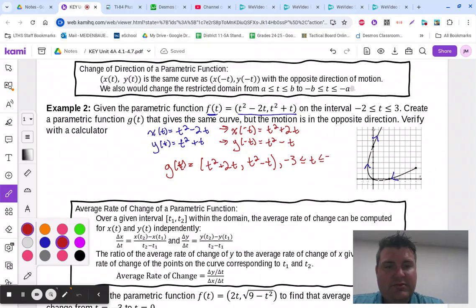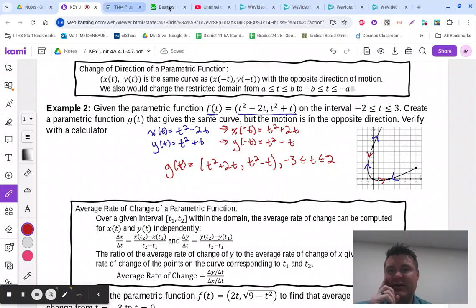And then go to -2, +2 now. Change signs on those, okay? So now we're going this way. All right, and I can prove to you why this is doing what it's doing.